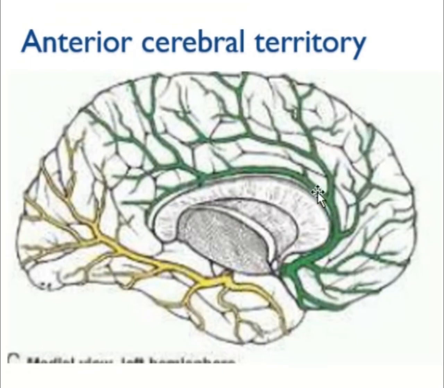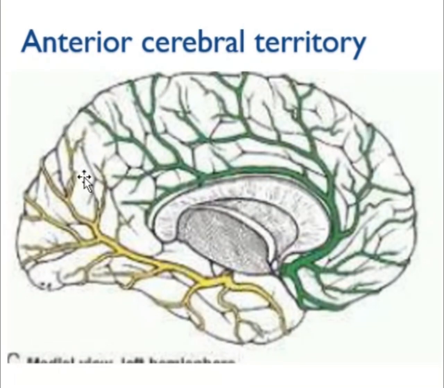They come and curve above the corpus callosum. They supply this medial aspect of the cerebral hemisphere up to the parietal occipital sulcus. So the anterior cerebral artery supplies the medial aspect of the frontal lobe and the medial aspect of the parietal lobe, and it ends at the parietal occipital sulcus.